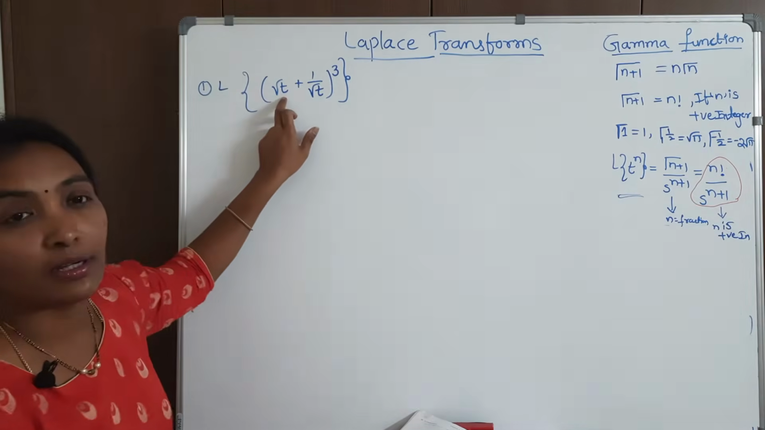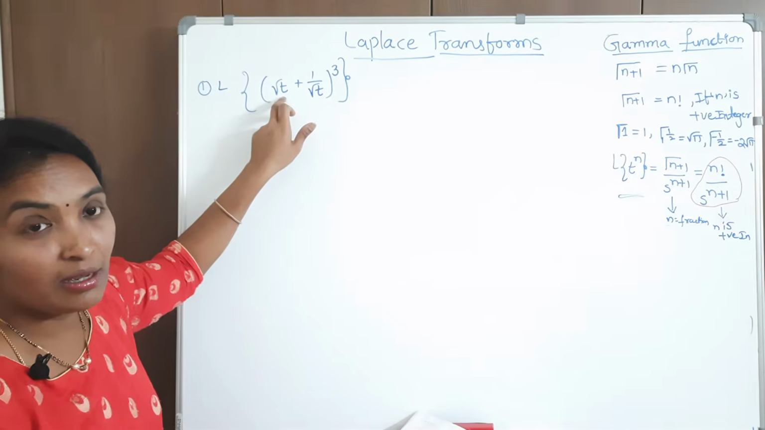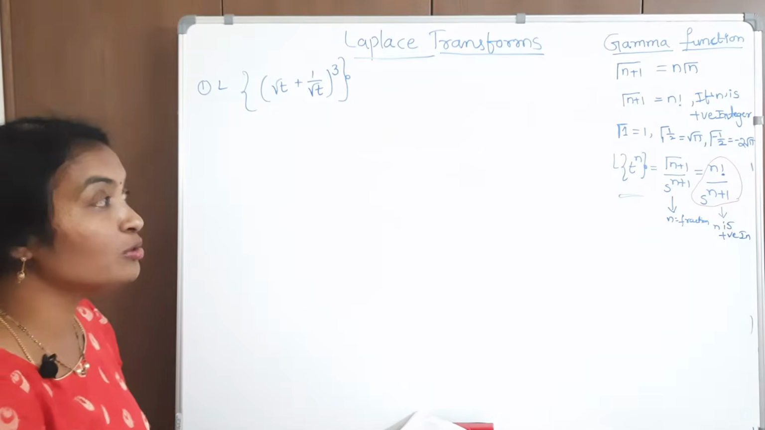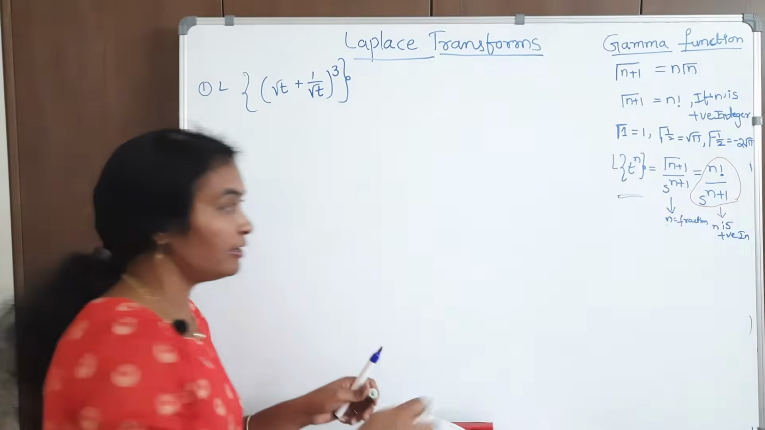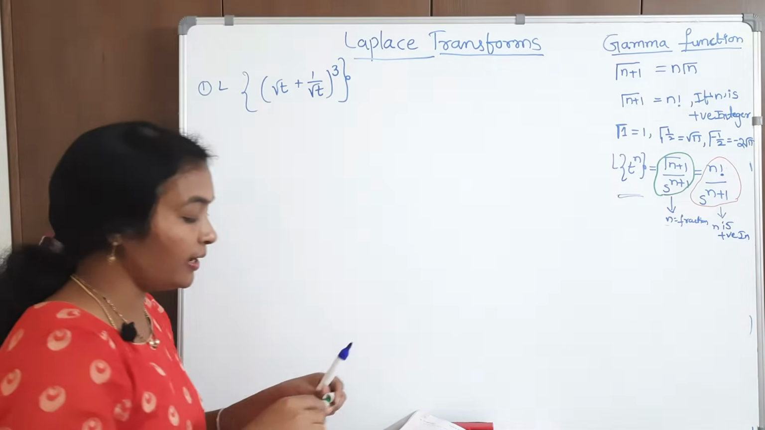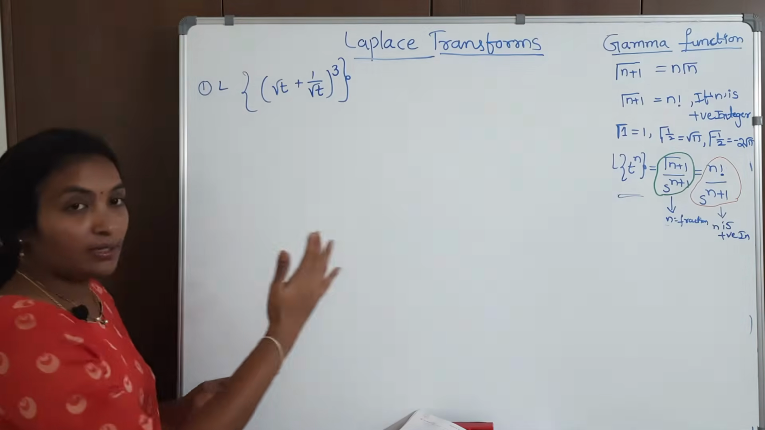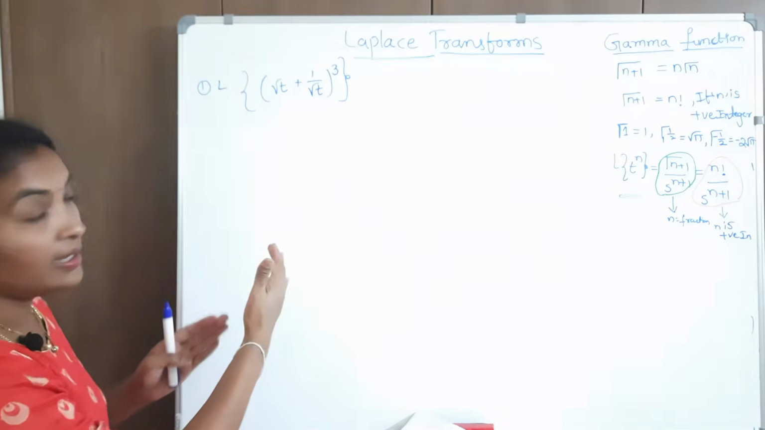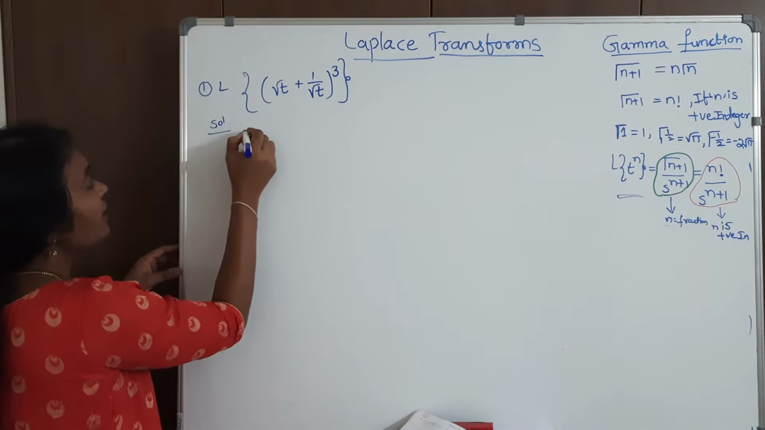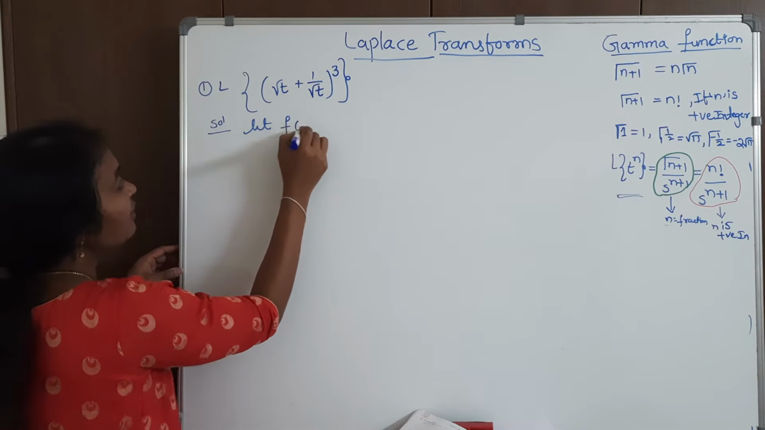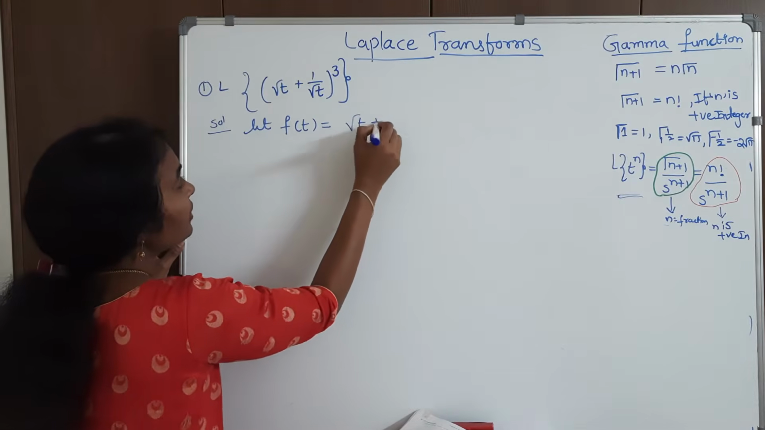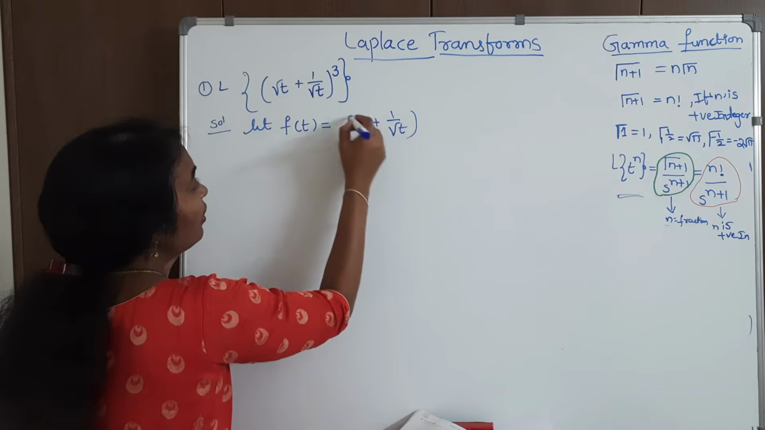See, what is the power? Root t means it will become t to the power of 1 by 2. Means this is in terms of the fractions. We need to apply another. What is our second? If it is a fraction, apply our first gamma function. Okay, for that, before applying the gamma principle, we simplify this function. What is the given function? Let us, the given function is, what is our f of t? It is root t plus 1 by root t whole cube.